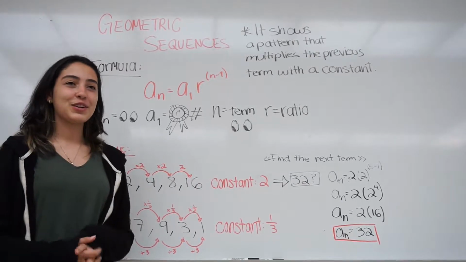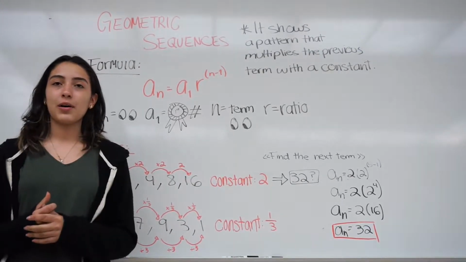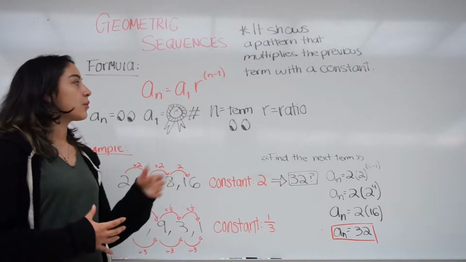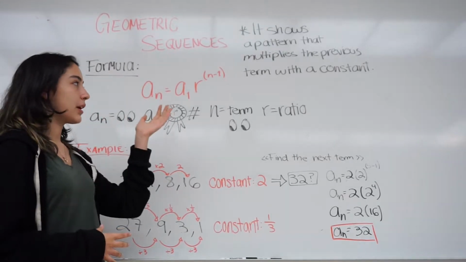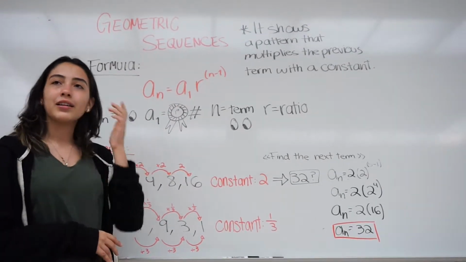Well, now we are going to talk about geometric sequences, and it also shows a pattern. In this case, the pattern is a multiplication, which multiplies the previous term by a constant. We will see it in the formula.